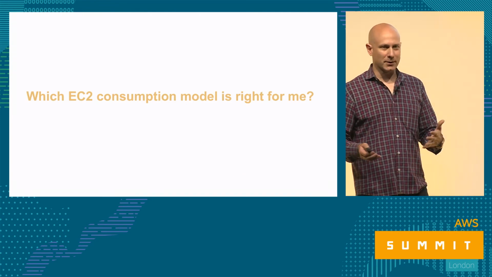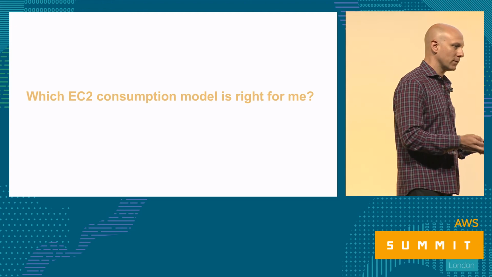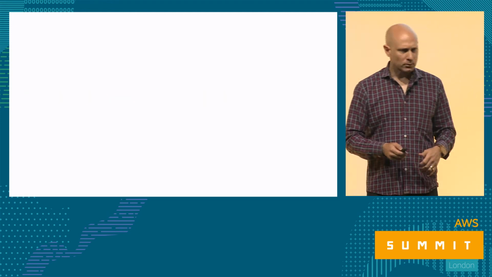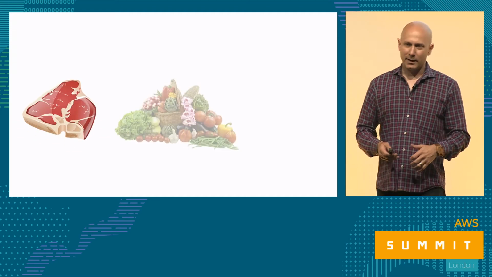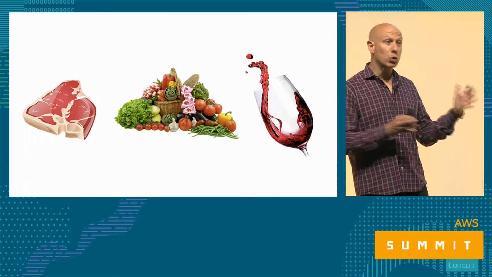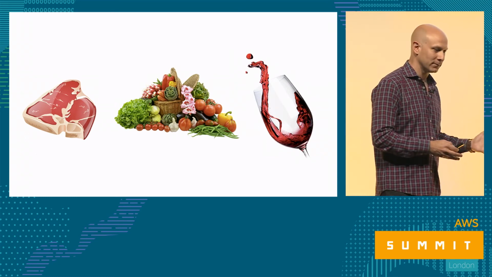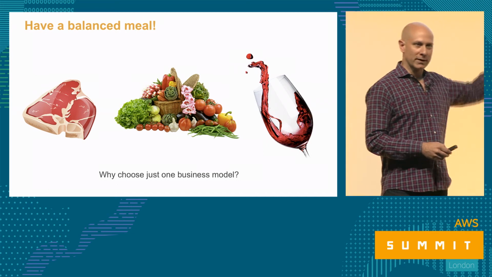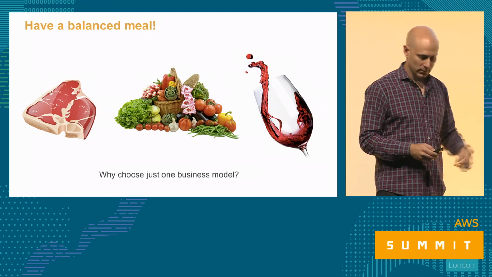So now I've gone over the three models, right? We have on-demand, we have reserved, we have Spot. And you're saying to yourself, which one of these should I use? Answering that is like saying, what's your favorite food? And then eating only that food for the rest of your life. You need to have a balanced meal. Although whichever one of these is your favorite food, that's Spot.